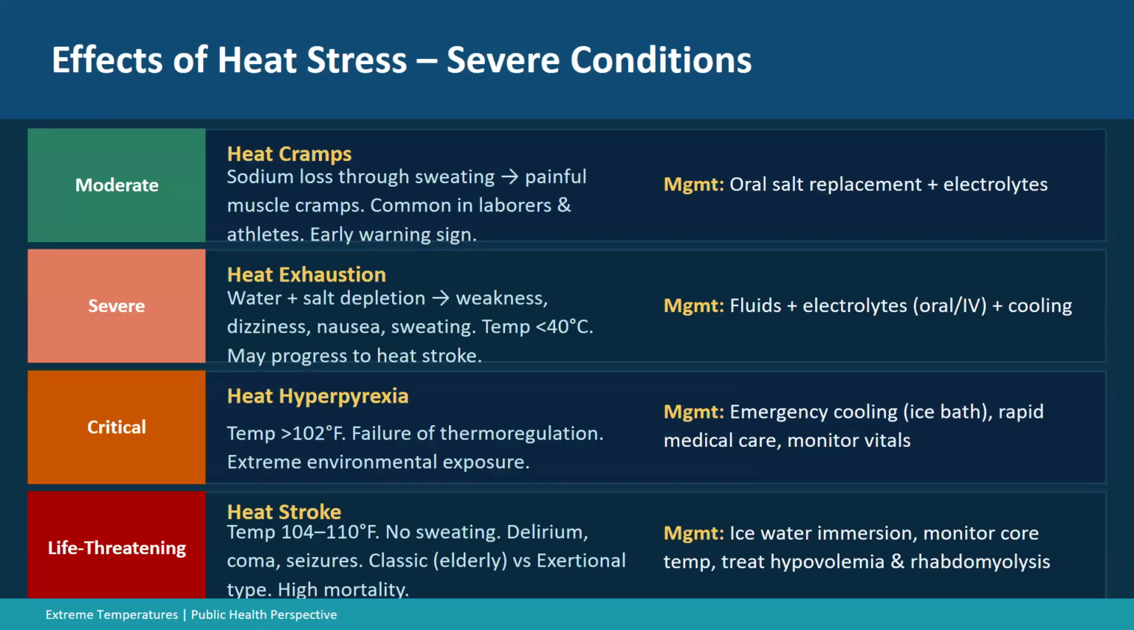Then the next condition, in the moderate condition, we have heat cramps, where sodium loss occurs through sweating, and painful muscle cramps occur. These are common in laborers and athletes, and this is the early warning sign. The management of heat cramps is we have to give the oral salt replacement and electrolytes.